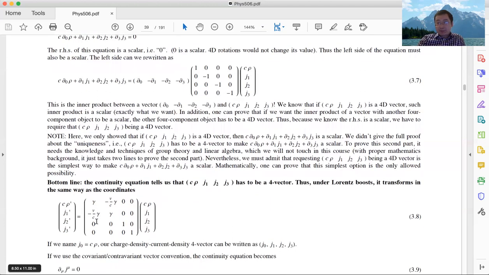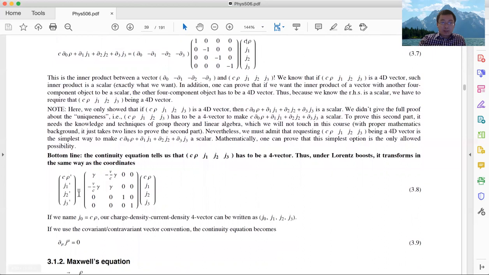So the bottom line, without any additional assumptions, as long as we assume the continuity equation should remain the same in all reference frames, we immediately figured out how charge density and the current density should transform under a Lorentz boost from one reference frame to another. And this is actually a very important principle. So you are coming to the homework this week. We will explore this transformation of charge and current density.